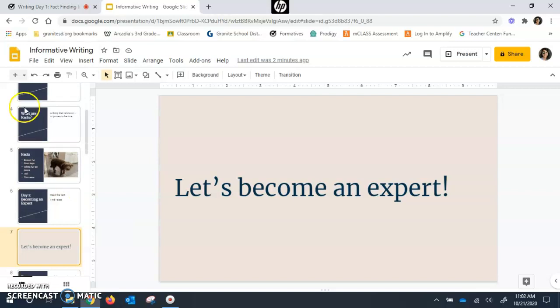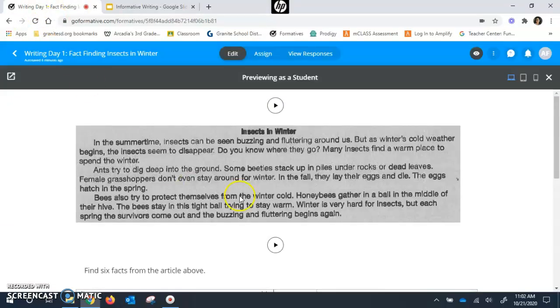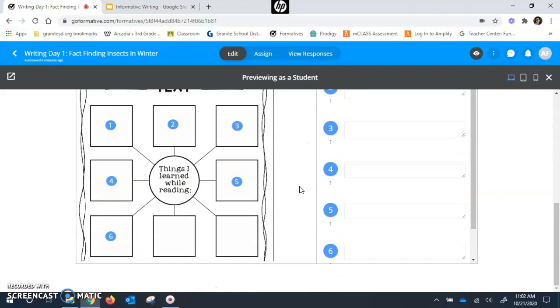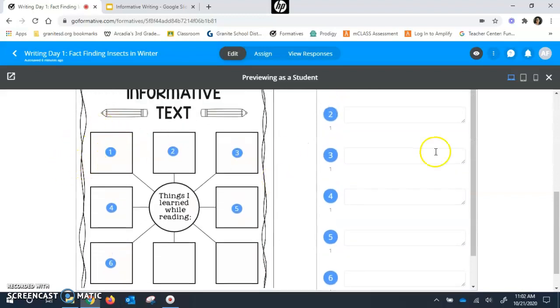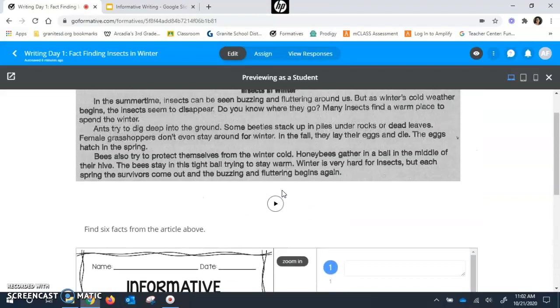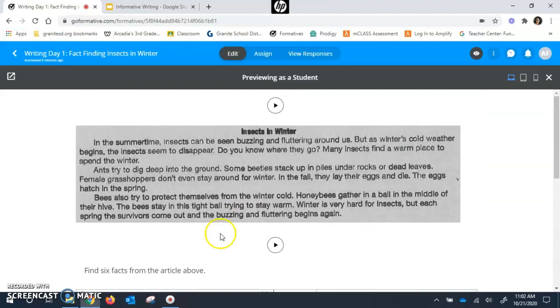So your writing day 1 will look like this. You'll have an article read to you. You can listen to it here or you can read it yourself. And then you'll see this graphic organizer with these different boxes where you can add your facts. So let's practice with this one, insects in winter. I need to read the entire passage and then find facts or think about facts as I'm reading. So I'll read it to model that you should be reading the whole thing.